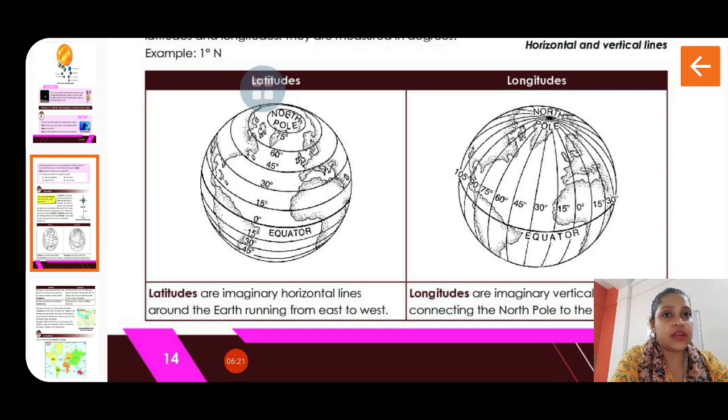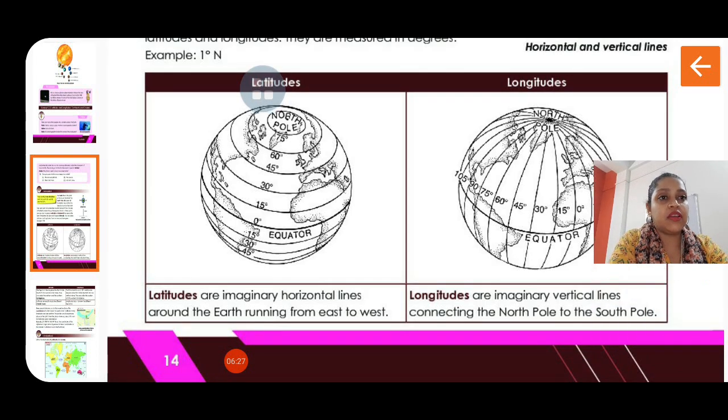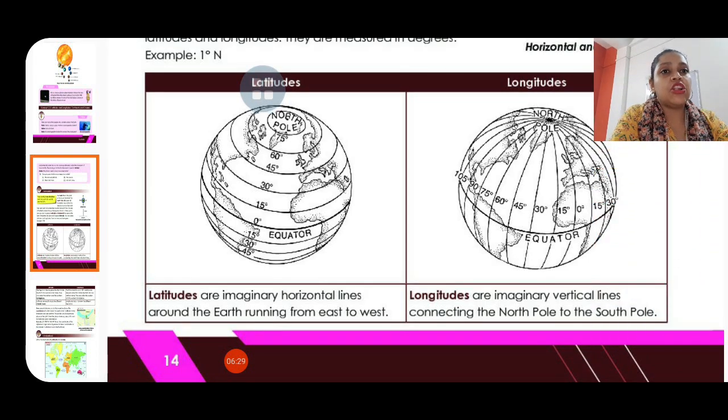Can you see the picture? Yes, very clearly it's shown. Then we come to longitudes. What are longitudes? Longitudes are imaginary vertical lines connecting the North Pole to the South Pole.